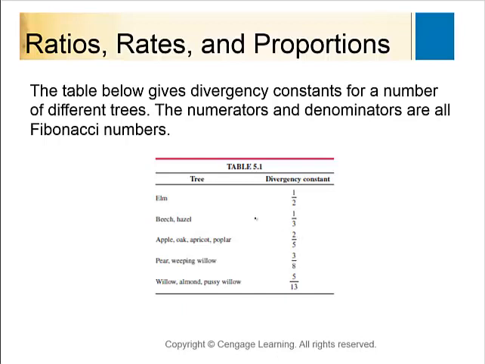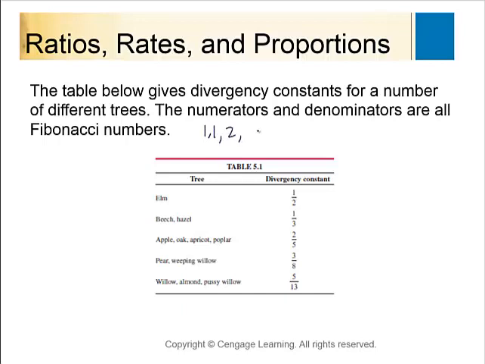Pretty interesting. Here are my plants with different ratios, and they talk to you about the numerators and the denominators all being Fibonacci numbers. They don't really tell you what those are. Maybe they discussed that earlier, but let's look at some Fibonacci numbers.